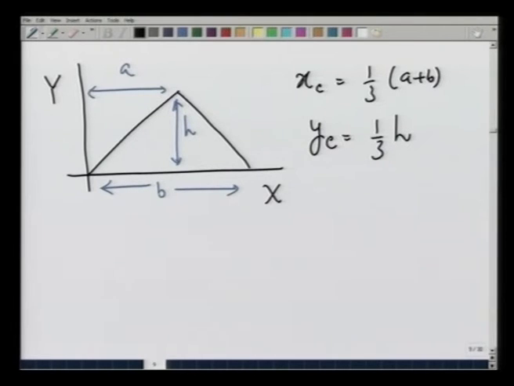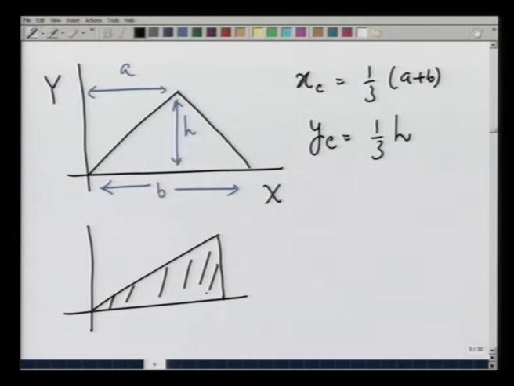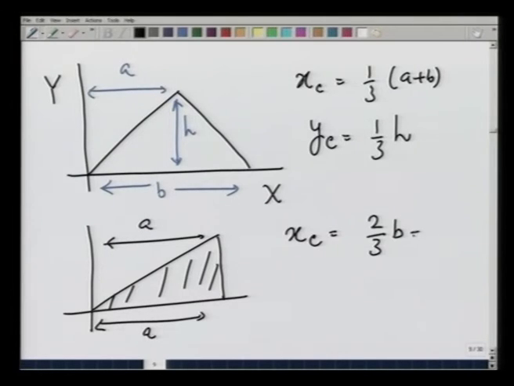You can see that the y coordinate is 1/3 of the height and the x coordinate is 1/3 of b plus a. So, suppose I had a triangle like this, an area which is triangular of this shape. In that case, a and b are going to be the same, so that x c in this case would become 2/3 of b or 2/3 of a, and y c is obviously equal to h over 3. So, we have calculated the centroid for a triangle.